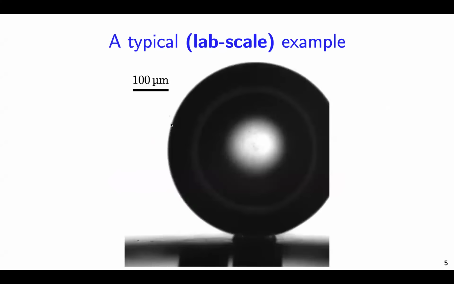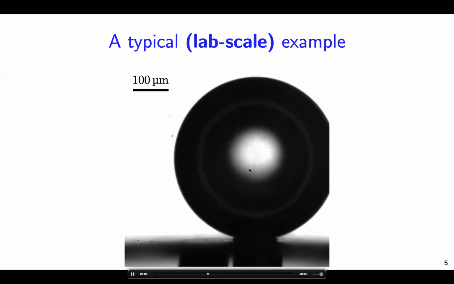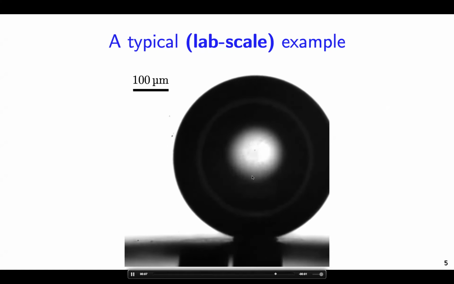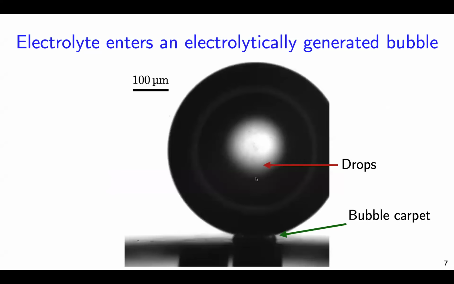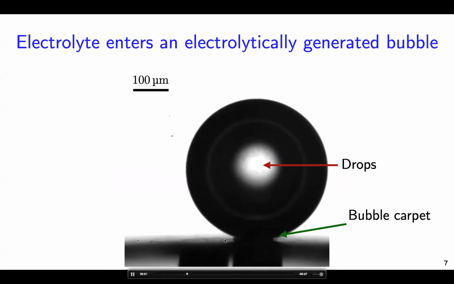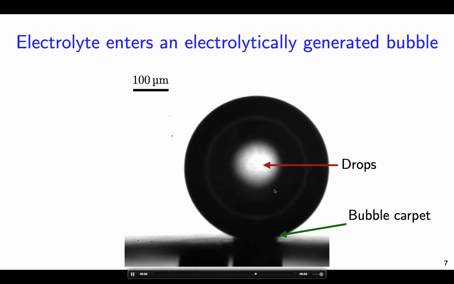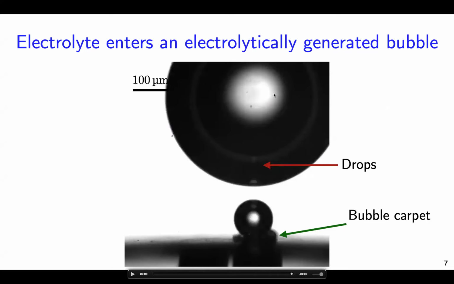Now this is the process as it looks like in the lab. What you see is that a bubble is growing up, and then it creates these tiny droplets that you can see in the center. Did you notice the droplets inside the bubble and smaller bubbles under it? In fact, this big bubble is sitting on a bubble carpet, as you can see over here, and there are a lot of droplets inside this big bubble.